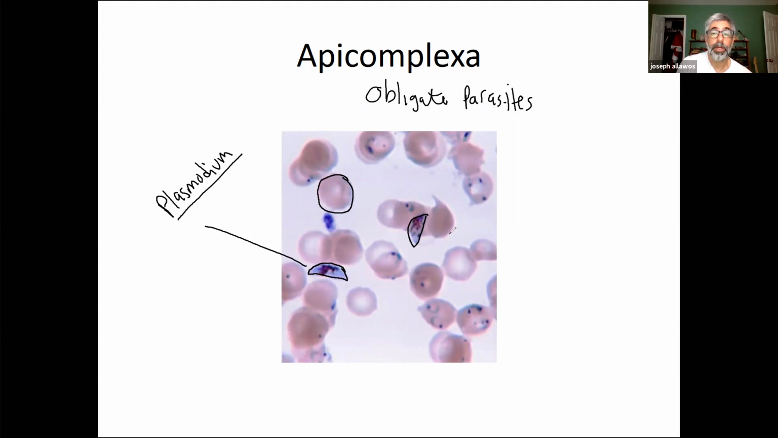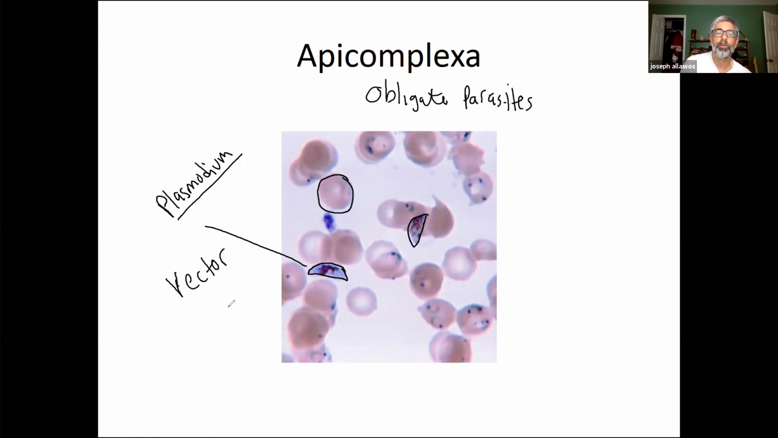And now let's think about this. If you're an obligate parasite, but you can't move, all you can really do is wiggle. How do you get from one host to the next? That would be the question. And the answer to that question is you use a vector, right? And a vector just means you use some other organism to move you around.